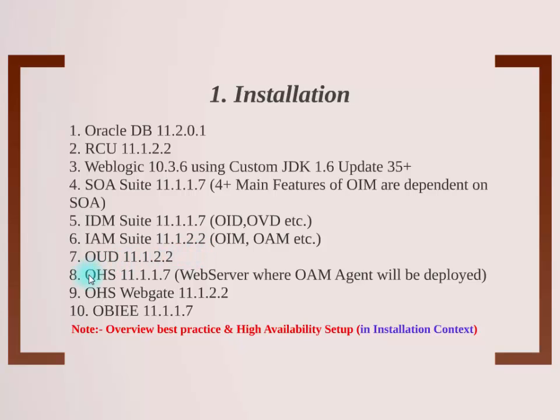Then we need to install the web server, Oracle HTTP Server 11.1.1.7. The web server is required so that we prepare the policy enforcement point for Oracle Access Manager. On top of the web server we will deploy the WebGate, so we also need to install the WebGate, and we will also go through the OBIEE installation. At the end of the installation phase, we will discuss the implications if you have to do a high availability setup.